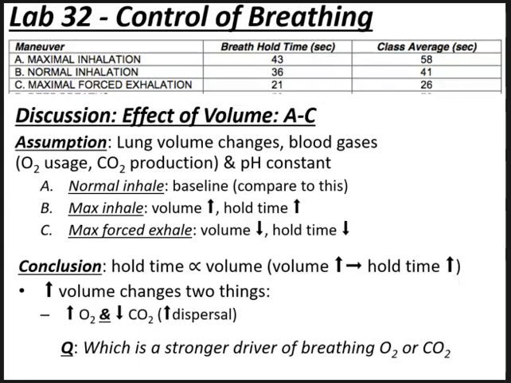Whereas with a smaller lung volume, there is less space for carbon dioxide to go into. At this point, carbon dioxide builds up quicker with a smaller lung volume. So increased lung volume changes two things: an increase in the amount of oxygen and a decrease in the amount of carbon dioxide. So, a basic increase in dispersal.